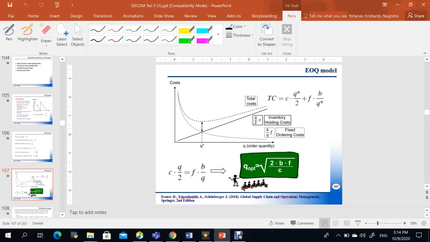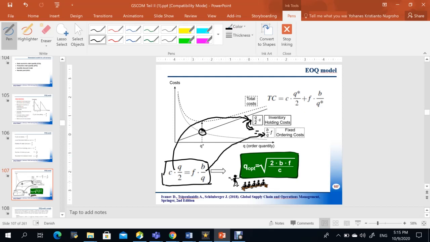As we can see in our figure, Q star is achieved whenever the inventory holding cost is equal to the fixed ordering cost. That is at this point, a point where this equals this. Okay, and this stands for inventory holding cost, and this stands for fixed ordering cost.